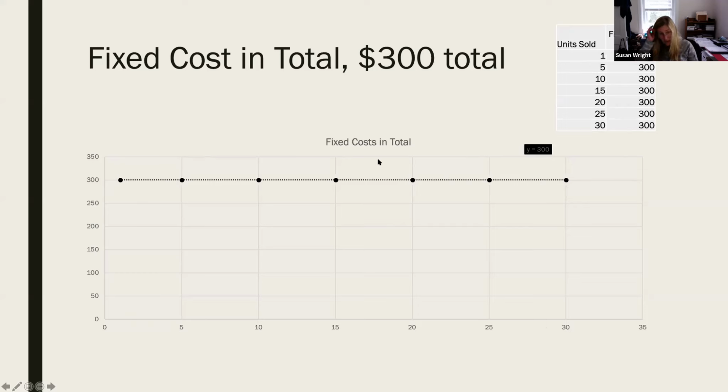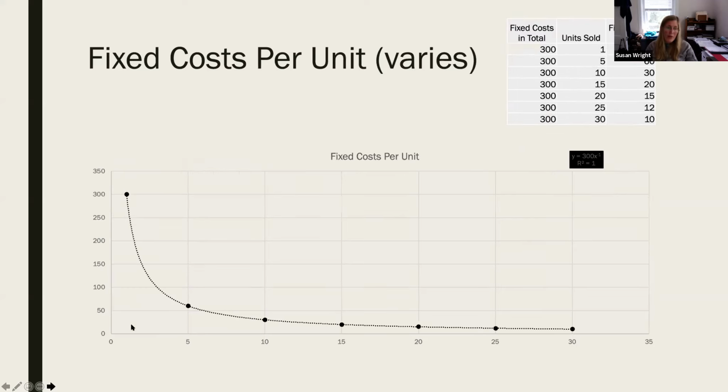Now, if I do the same thing and I graph it on a per unit basis, watch what happens. So you get this downward sloping at a decreasing rate line. Let me show you how that's done. It's $300 in total. If we only sell one unit, then 300 divided by 1 is 300. It costs us $300 in fixed cost per unit if we sell one unit. Now if we sell 5 units, it's 300 divided by 5, that's $60 per unit. So you can spread the fixed costs out over the 5 units, so each unit is absorbing $60 a piece.